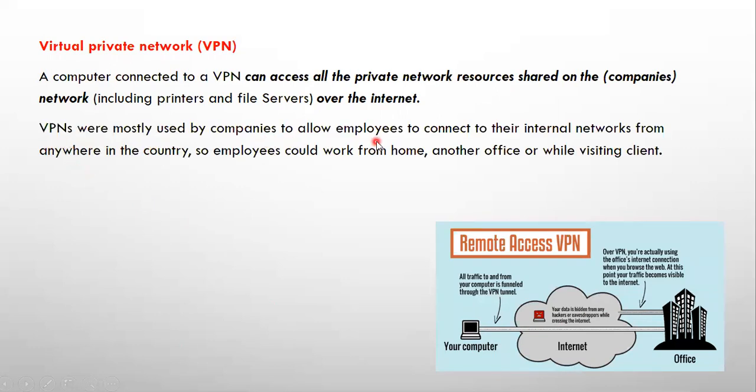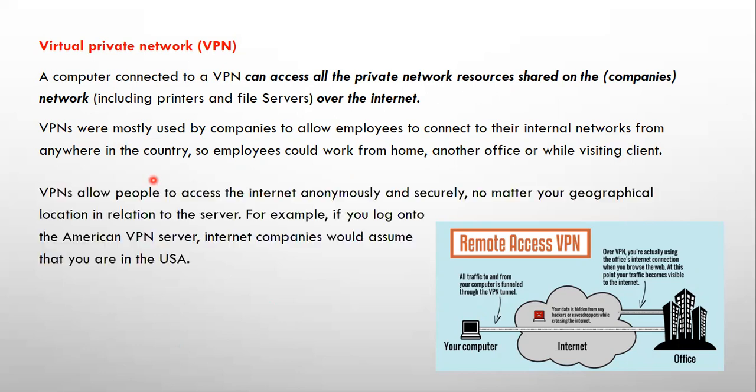VPNs were mostly used by companies to allow employees to connect to internal networks from anywhere in the country. So employees could work from home, another office, or while visiting a client. A virtual private network also allows people to access the internet anonymously and securely, no matter what your geographical location is in relation to the server that you're using. For example, if you log onto the American virtual private network server, internet companies would assume you are in the USA. So you can ensure that your location is secure.